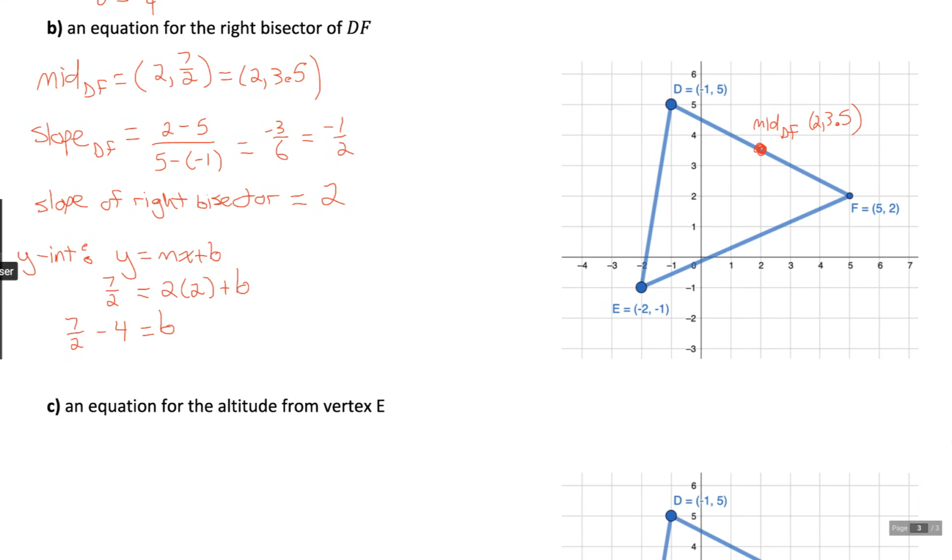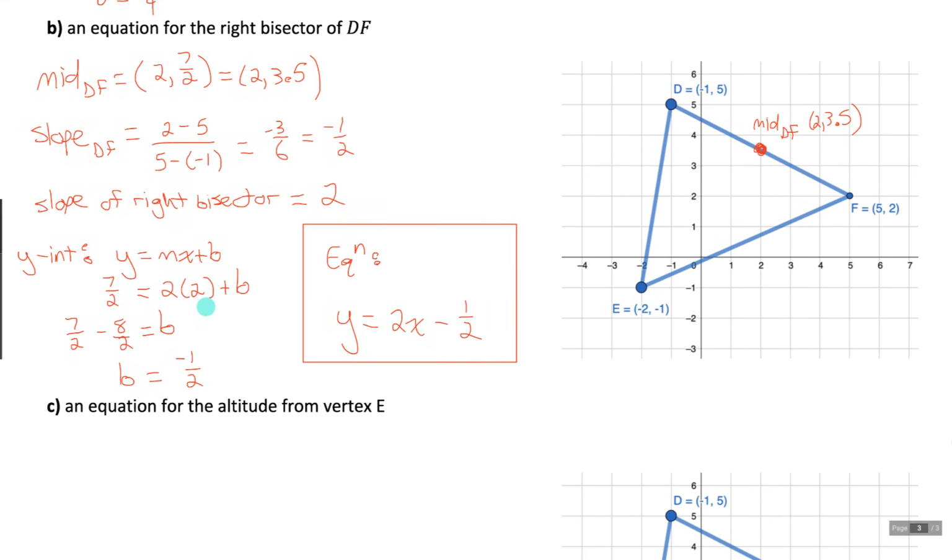I'm going to want to collect it with 7 over 2. So it's going to need to have a common denominator. So right now it's a 4 over 1. I'll have to multiply top and bottom by 2. And that will give me 8 over 2, which is equivalent to 4. So I have 7 over 2 minus 8 over 2. That gives me a b value of -1 over 2. So my equation of my right bisector is going to be y equals 2x minus a half.